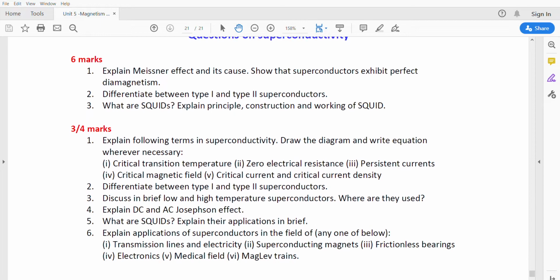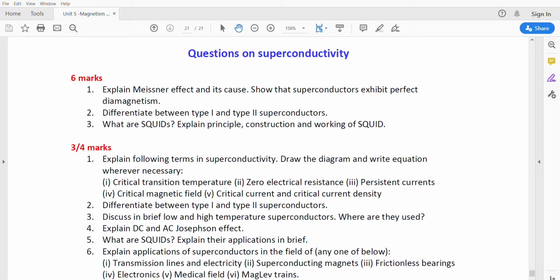Okay, now we'll discuss some questions in this unit. Six marks questions: explain the Meissner effect and its causes, and show that superconductors exhibit perfect diamagnetism. This is all about the Meissner effect, how superconductors behave in a magnetic field, and what the diamagnetic susceptibility value is. We need to show chi is equal to minus 1, and then we represent that superconductors exhibit perfect diamagnetism.